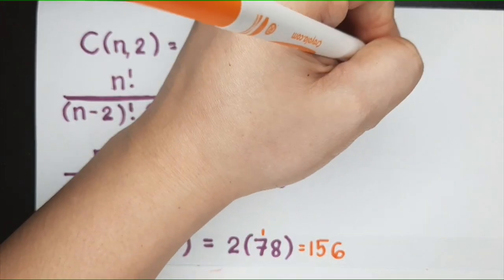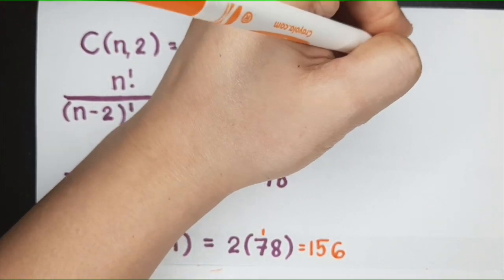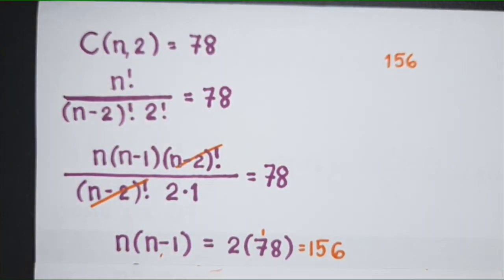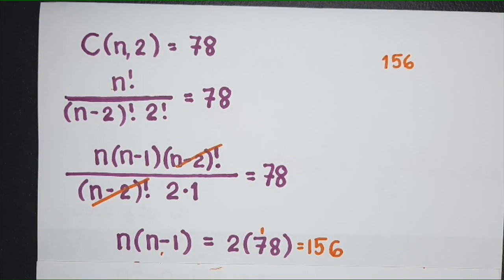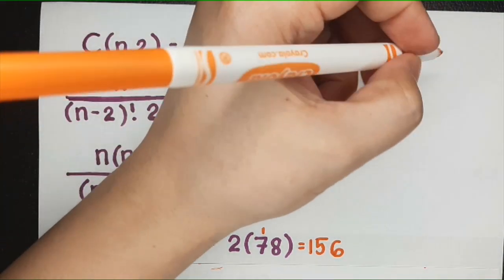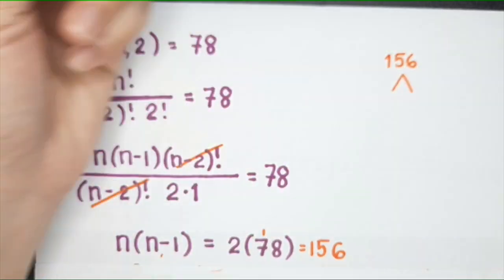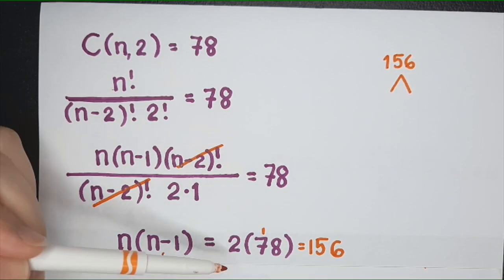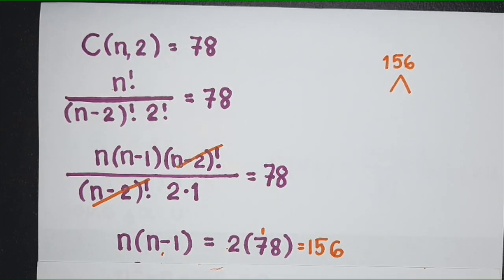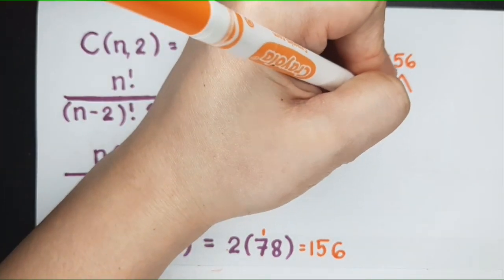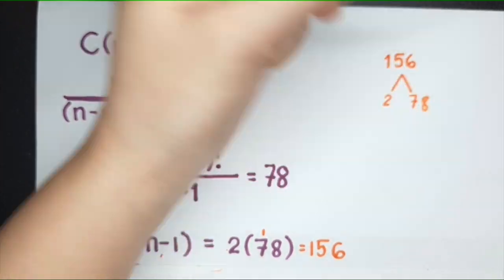Parang magpa-prime factorization kayo. Okay? Do you still recall the factor tree? Okay? So, ganito yon. Mag-isip kayo ng factors ng 156. Okay? Okay lang kung mapili nyo 2. Ayun, 2 times 78. Okay lang. O sige, 2 times 78.